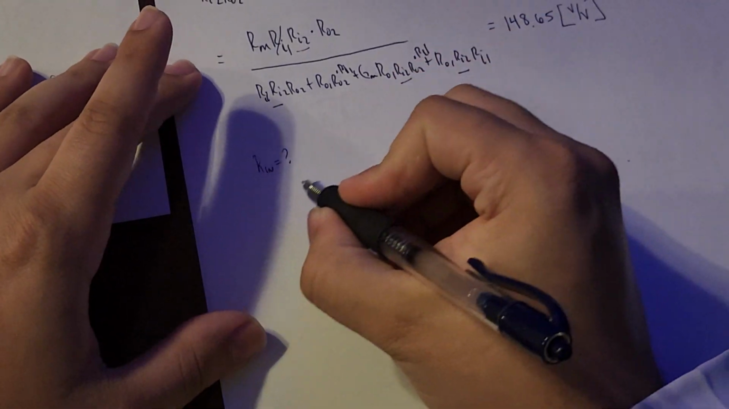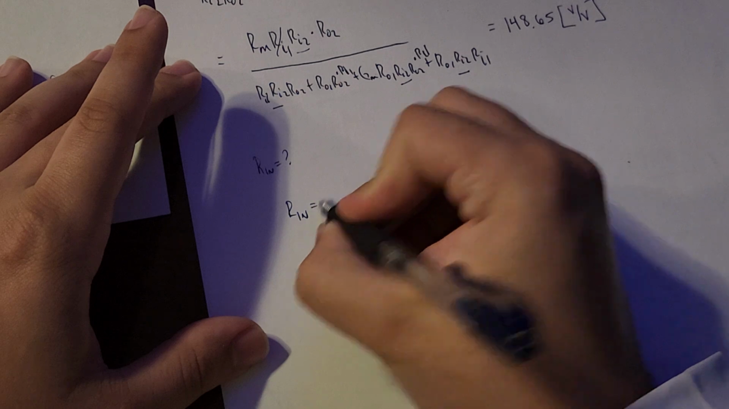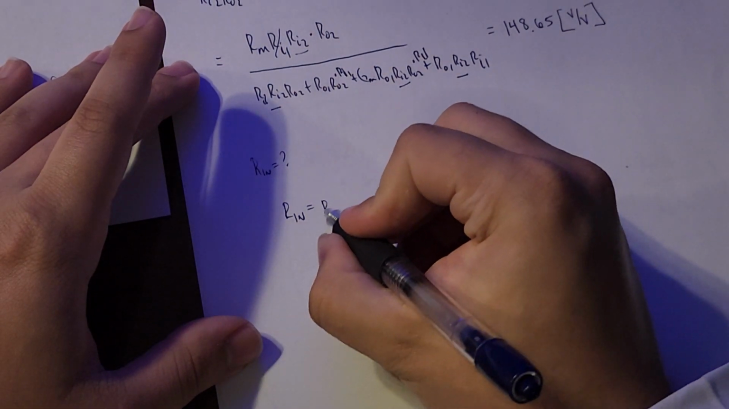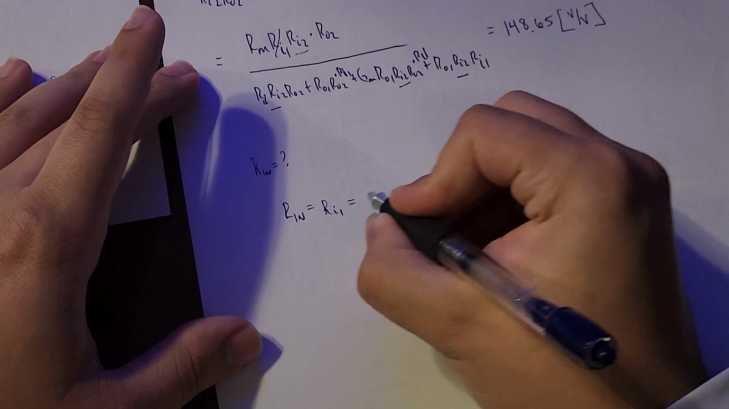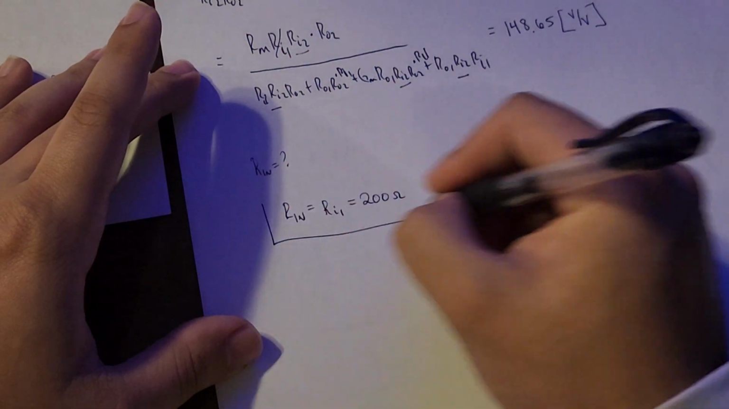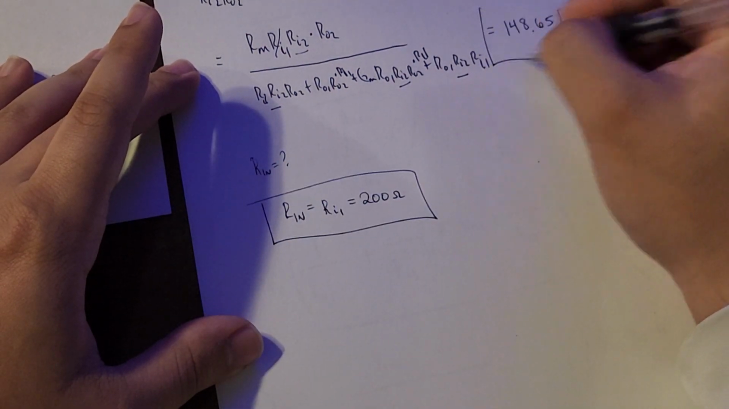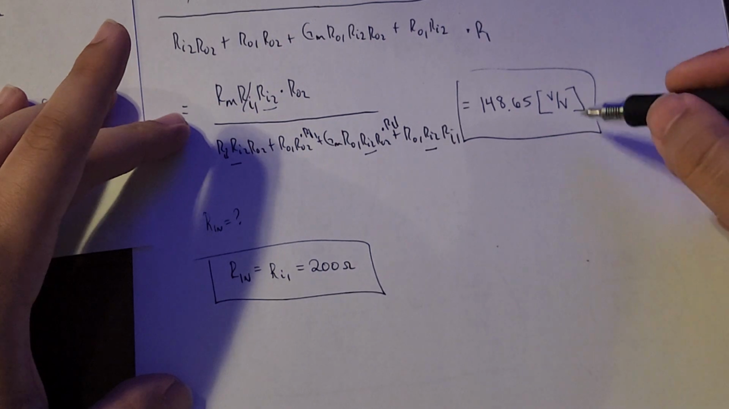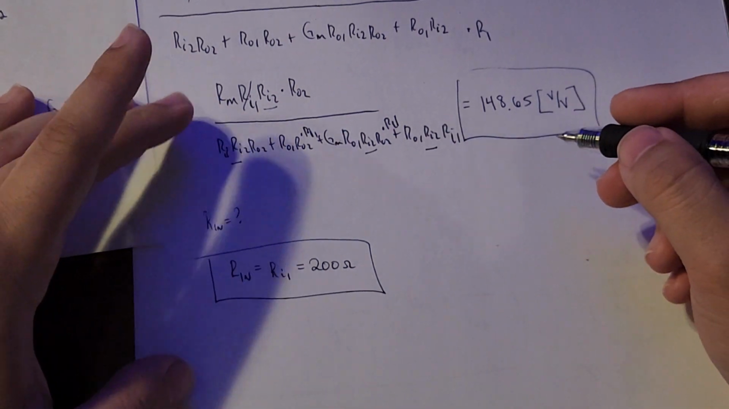So Rin is equal to Ri1, is equal to 200 ohms. And that would be your answer for this, and actually this is the correct answer, and these two would get you the full points.